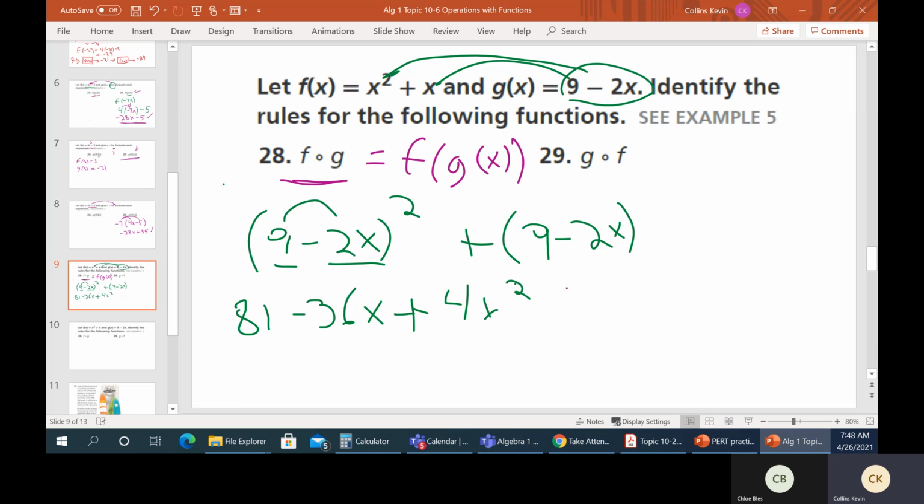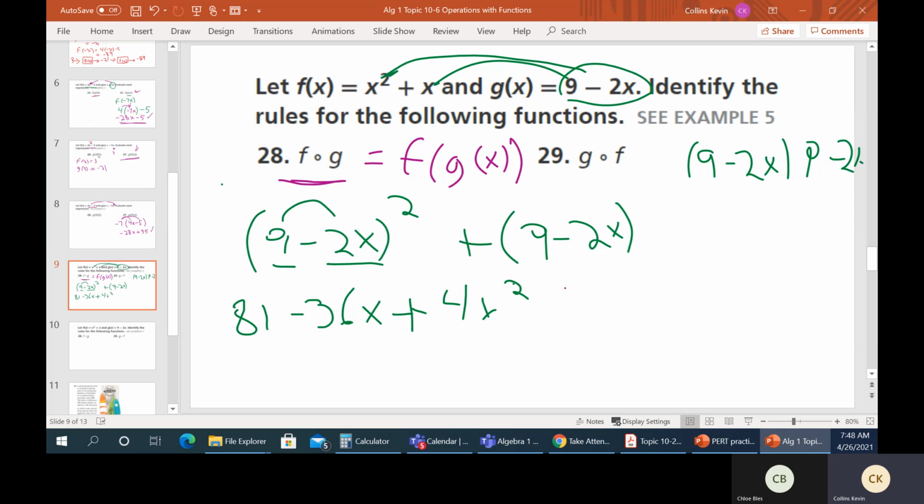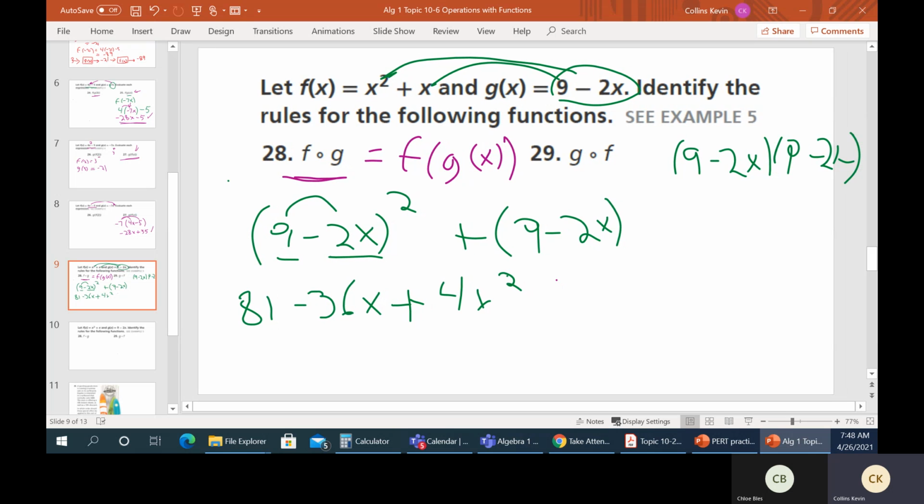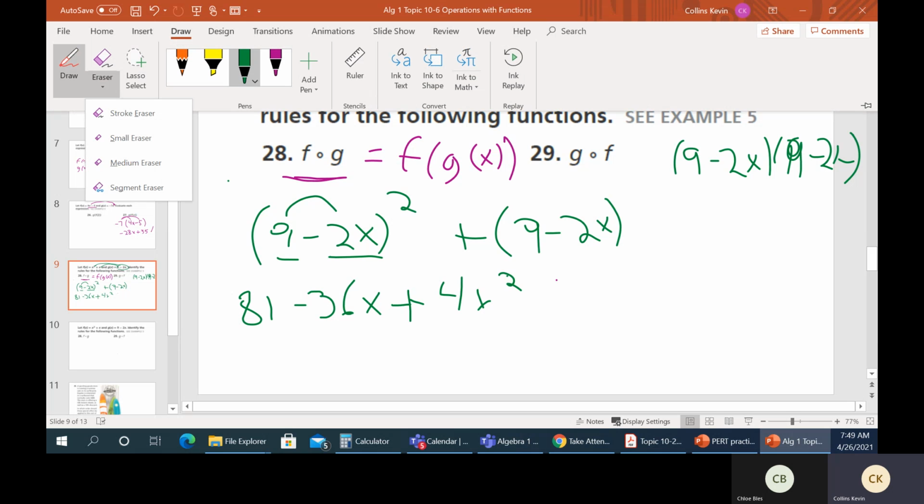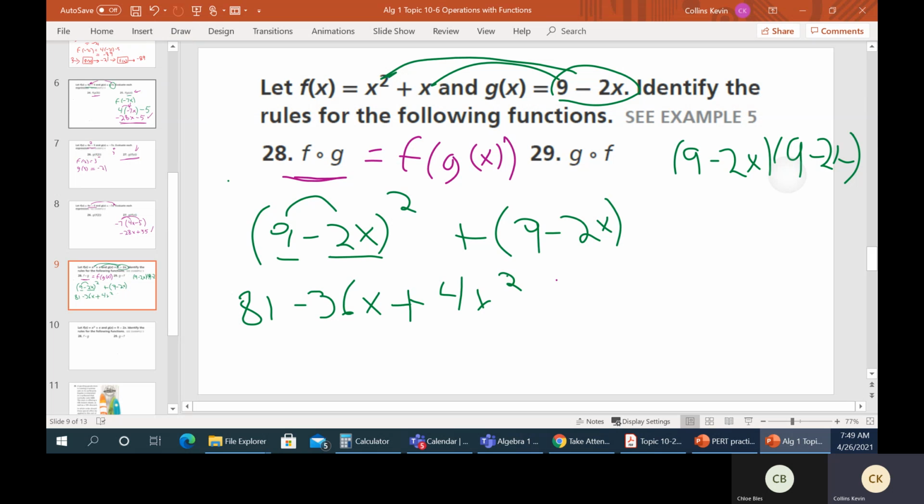Now again, if you're not comfortable with that, you could still write 9 minus 2x and then times 9 minus 2x and FOIL that out. So you can still do it that way, and you'll get the same answer.